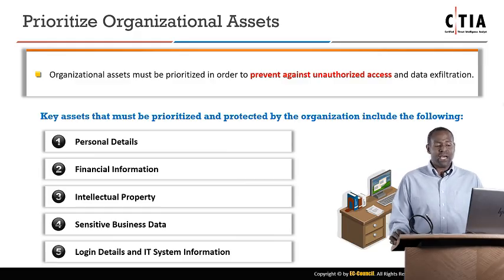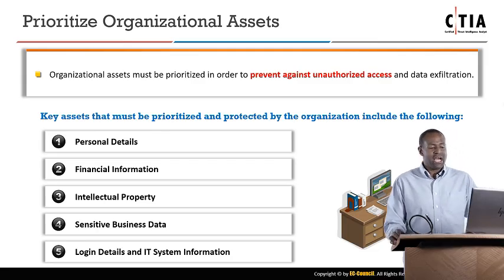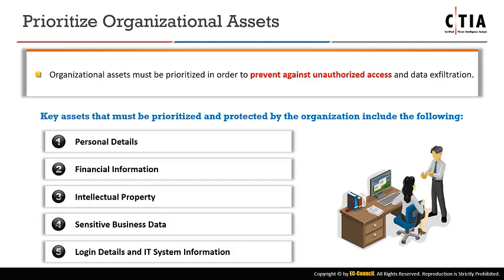What about operational assets? Operational assets need to be prioritized so that we can prevent unauthorized access and data exfiltration. So here are some of the key assets that must be prioritized and protected. Number one, personal details. We don't want any information about our customers or our employees to be used in any improper way. So we want to make sure and protect that information. There are many ways to do this so that data is never exposed on a public network, but a lot of organizations still have data on networks and it often gets exposed.